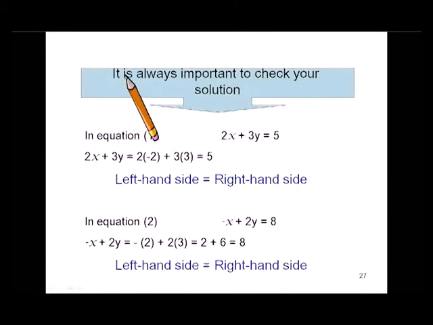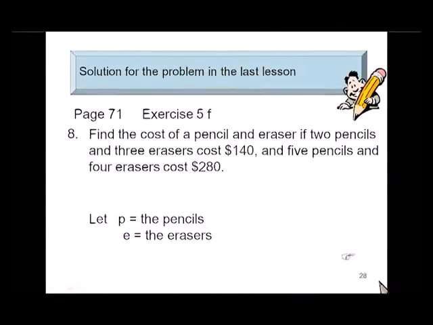It is always important to check your solution. In equation 1, 2x plus 3y equals 5. 2 by x, which is negative 2, plus 3 by y, which is 3, equals 5. Left hand side equals right hand side. In equation 2, negative x plus 2y equals 8. Negative x plus 2y equals 2 plus 2 by 3, equals 2 plus 6, equals 8. Left hand side equals right hand side.